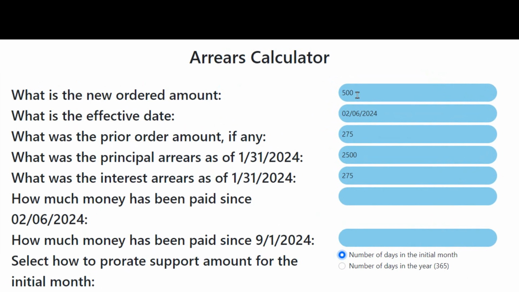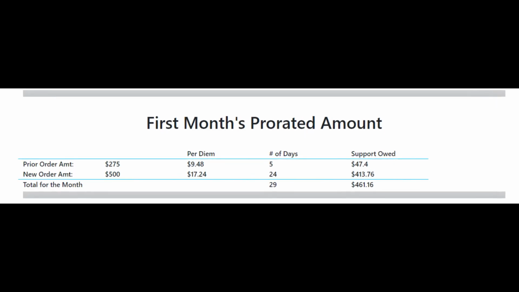To recap, in this case, the prior support order of $275 per month was updated to $500 per month, with an effective date of February 6, 2024. By January 31, 2024, the last day before the new order took effect, there was $2,500 in principal arrears, along with $275 in accrued interest. Let's go over how the first month's prorated amount is calculated for February 2024, based on the change in the support order.